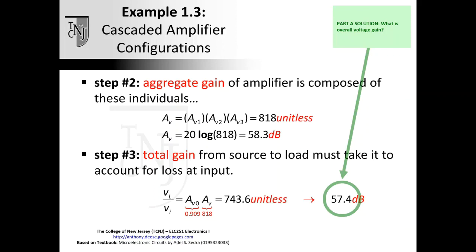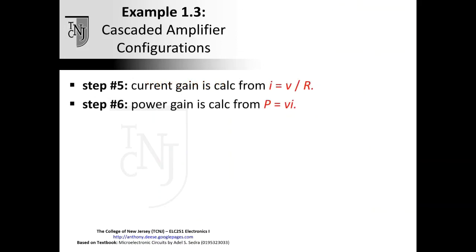The current gain is actually really easy to calculate because all you have to do is take the voltage and divide by the load resistance. And then once you have the current gain, all you have to do is multiply the two together and it gives you the power gain. So I'll refer you to the textbook to finish that one off, but it's just applying Ohm's law and P equals VI.